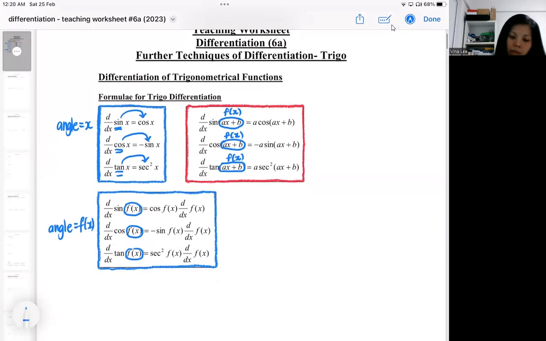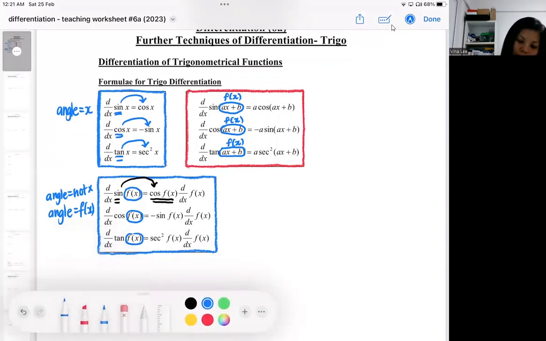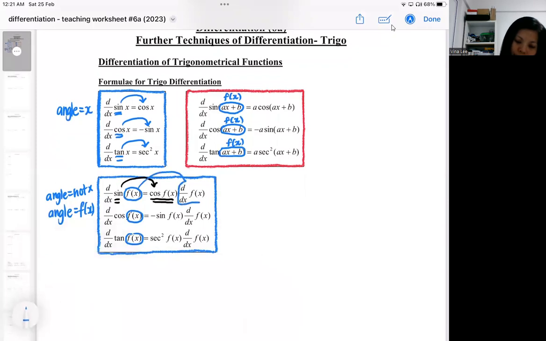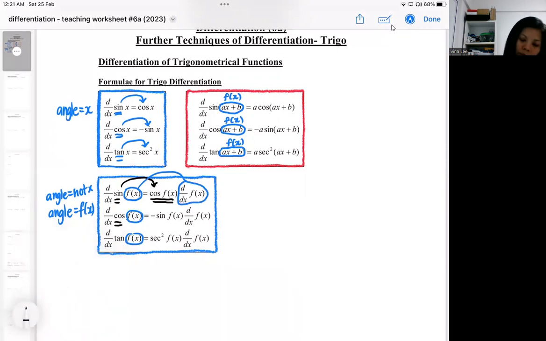Okay, so I will explain the blue box first. The blue box is the essential one. So when the angle is not x, in this case the angle is f(x). You think of it as layers. You differentiate the sine first into a cosine f(x). Sine f(x) becomes a cosine f(x). Then you separately differentiate the angle. Then cosine f(x), when you differentiate, becomes a minus sine f(x).